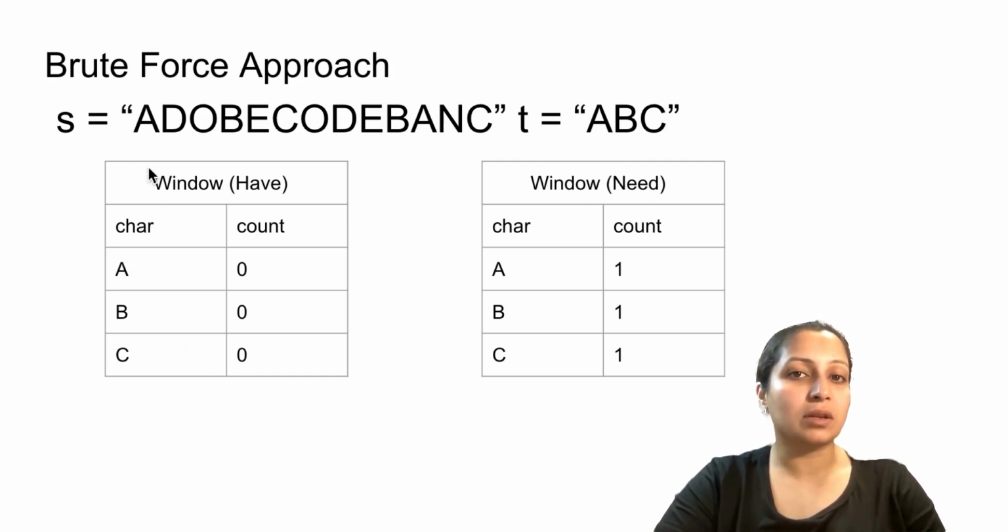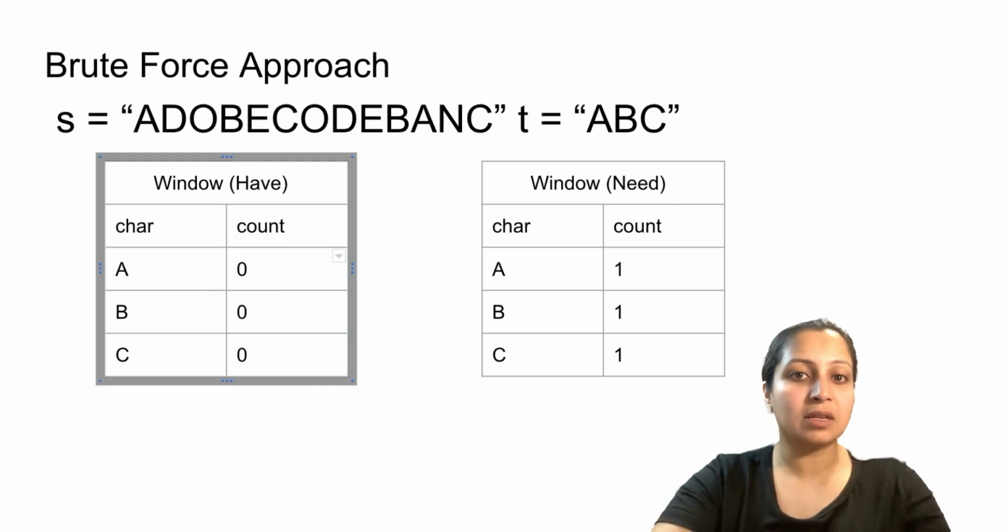We'll start from the 0th index and check. We find one A. That means our count of A in have can increase to 1 now. So now it increases to 1. We'll check whether the count of A is equal to the count of A in need. Yes, it is equal. But is the count of B equal to what we need? No. Is the count of C equal to what we need?